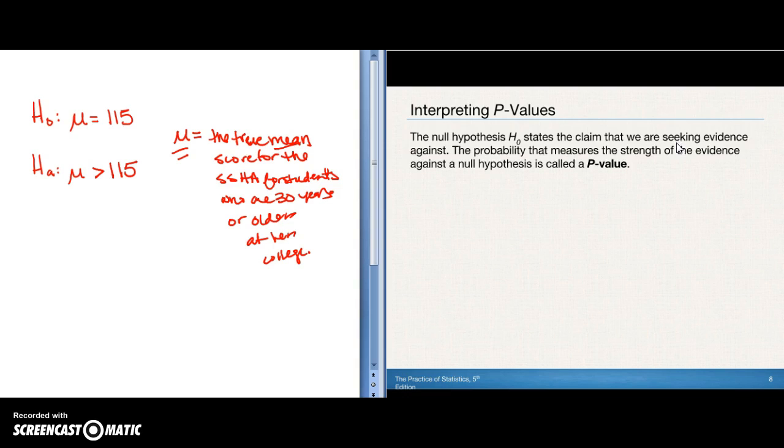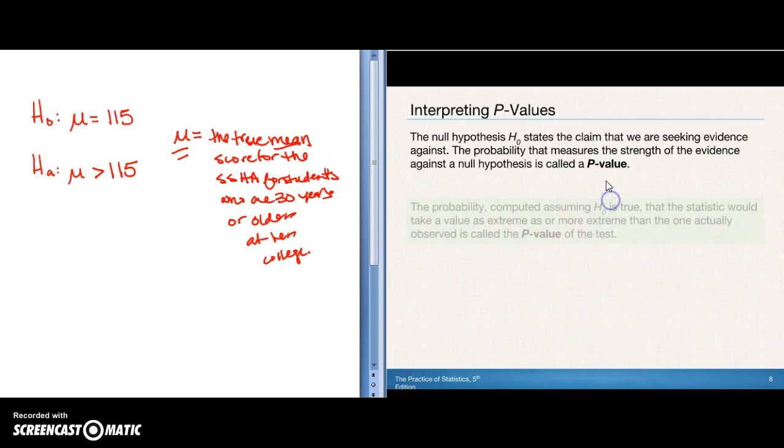We'll do that in 9.2. And they're going to give you then sort of the probability of your evidence. So a null hypothesis states the claim that we're seeking evidence against. So we're seeking evidence against this. The probability that measures the strength of evidence against the null is called the p-value. So again, it's like saying, this is our null. We're going to find evidence against the null.